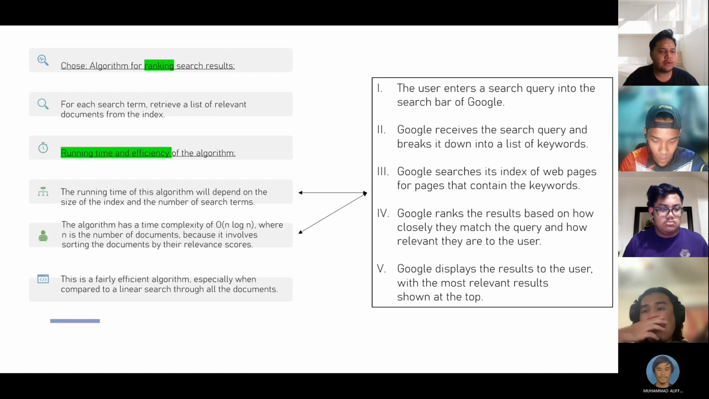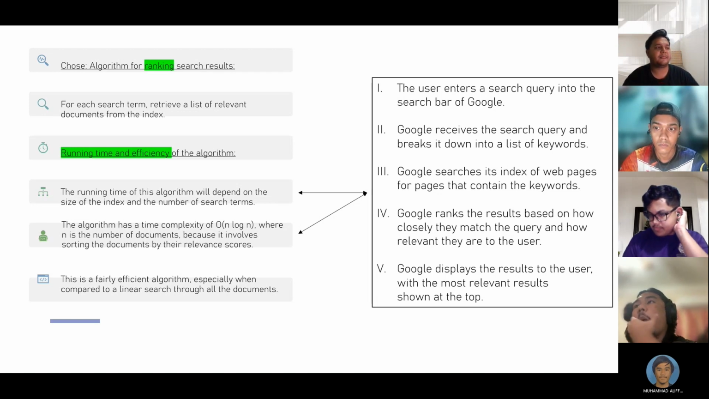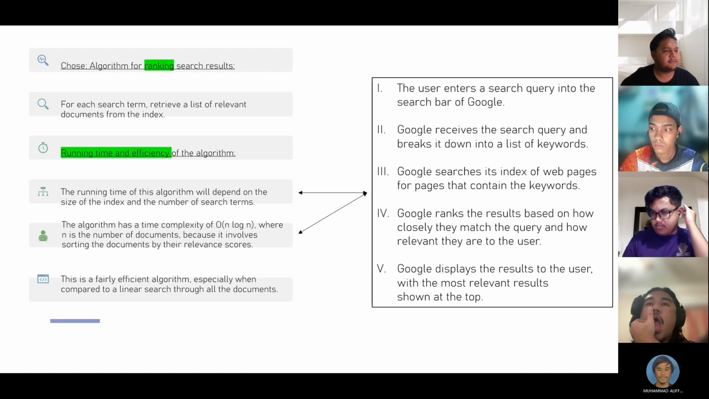And for the time complexity, the algorithm has a time complexity of O(n log n), where n is the number of documents, because it involves sorting the documents by their relevance score. After that, for the conclusion, this is a fairly efficient algorithm, especially when compared to a linear search through all the documents. Right, next slide.